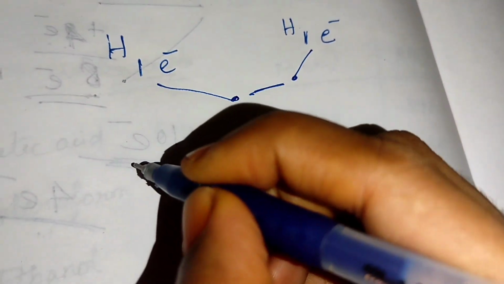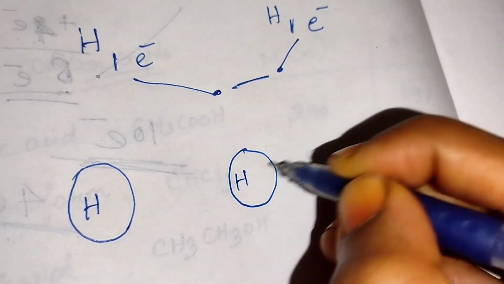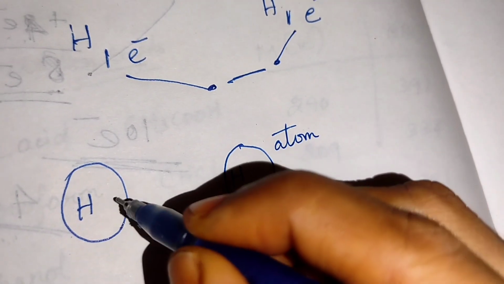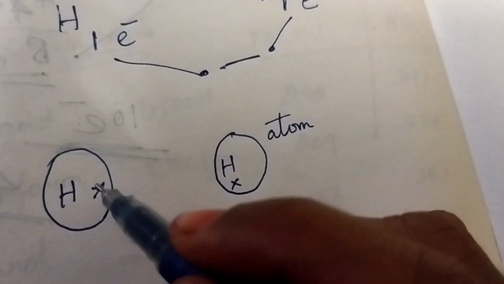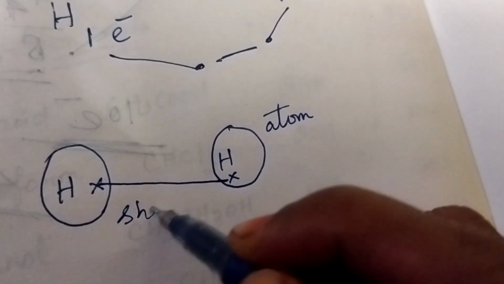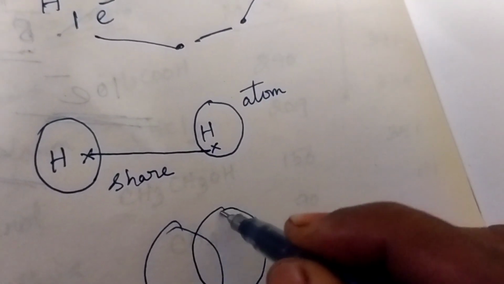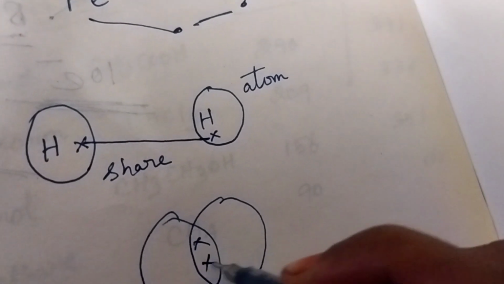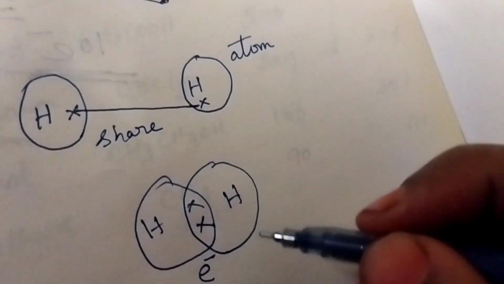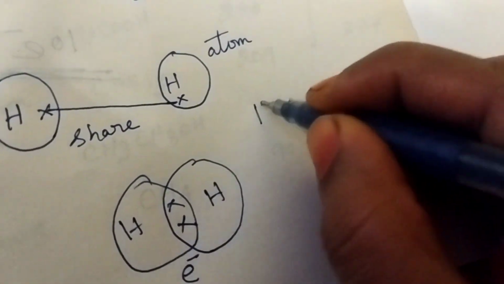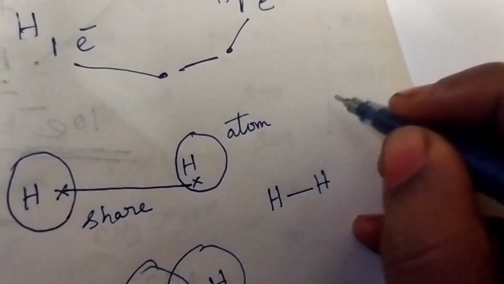How? I will draw one diagram. Here a hydrogen atom, here a hydrogen atom, and this atom contains 1 electron, this hydrogen contains 1 electron, and these 2 electrons are going to be shared. Okay, if they share, this is how the diagram will come. These 2 electrons are shared. So the sharing of an electron pair between 2 atoms is denoted by a single bond, and this is known as a covalent bond. This is H2 molecule formation.